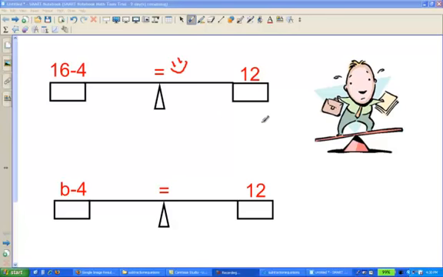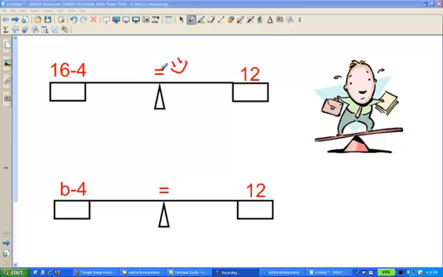Alright, look at this. Look at this guy over here. He's stressing out over balancing equations. You don't need to be stressed over balancing equations. This isn't that bad. 16 minus 4 equals 12. We've known that for a while. And look at this. It's balanced over here. 12 balances with 16 minus 4. We got a happy little equation here.